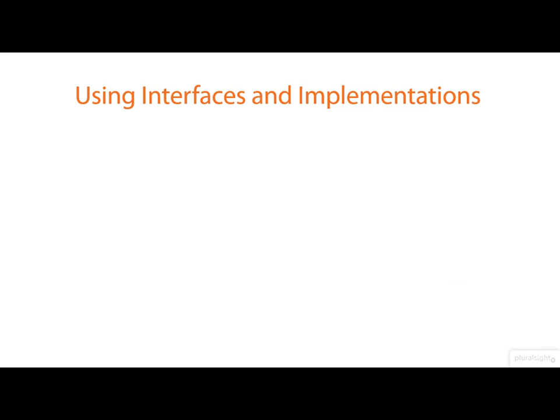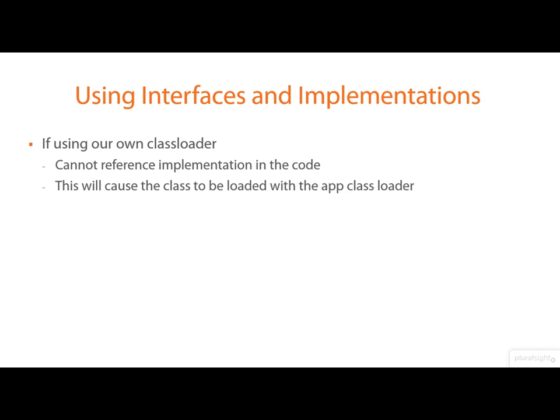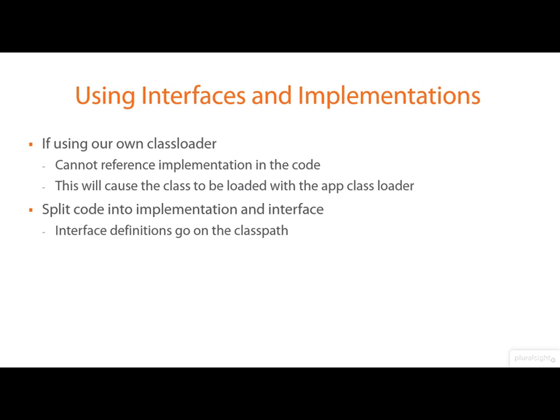So in the previous code, we saw that we could just use a reference to an object. We can't actually make use of any of the methods on the Quote class that we loaded. And this is a general problem when using our own class loaders. So if we're using our own class loader, we can't reference the implementation classes in the code. As if we do, that will cause a class to be loaded with the application class loader, and that will then defeat the purpose of using our own class loader. So typically, the way we avoid this problem is to split our code into an implementation class and an interface. The interface definitions go onto the class path, and the implementation is loaded by our class loader.